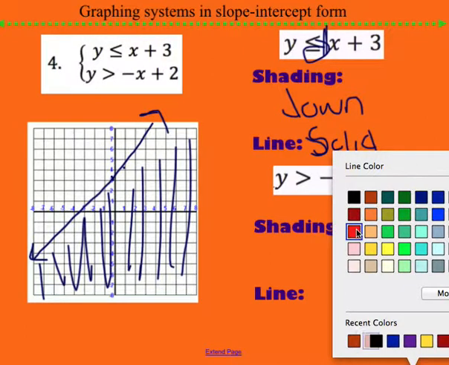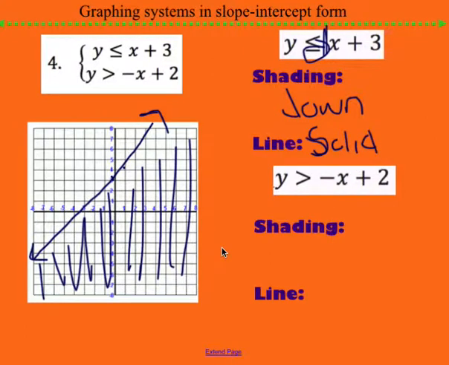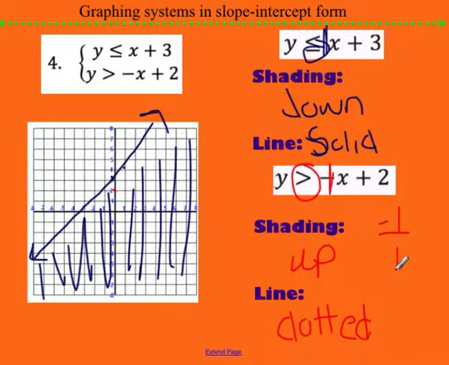I'm going to do that one in red. So the alligator is opening towards the y. So that means we're going to shade up. All right, then I look and I see that there's no solid line underneath, so that means that my line itself has to be dotted. So I'm crossing the y-axis at 2, and then this is the same as a -1 or a -1 over 1 for my slope. So that means I'm going down 1, right 1, and I have a dotted line going through there. And then I'm going to shade up from that line.